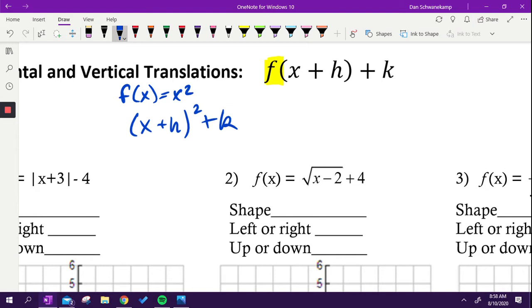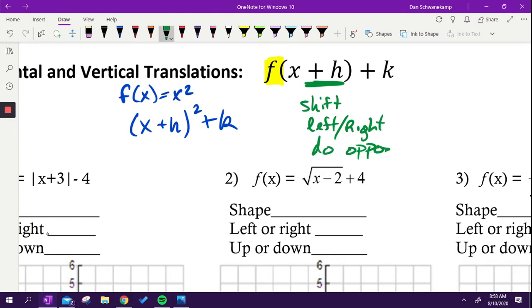And in bell work, we talked about this. If you add or subtract something inside the grouping symbols, so inside of parentheses, underneath the square root, underneath the fraction, it's somehow connected with the h, that is going to shift us left and right. And we found out we do the opposite. For example, if it says plus 2 inside the grouping symbols, normally when I think plus, I think right, but that plus 2 is actually going to take us left 2. So we do the opposite there.